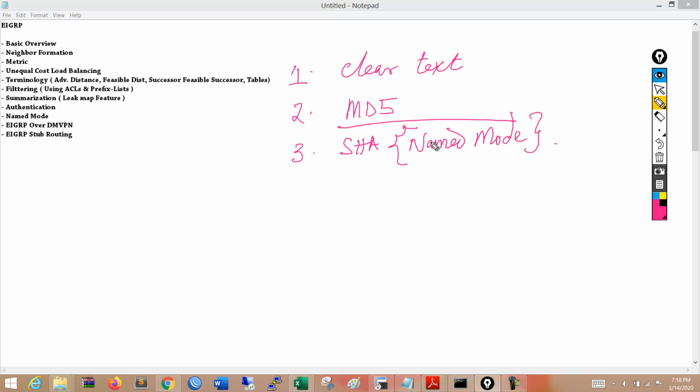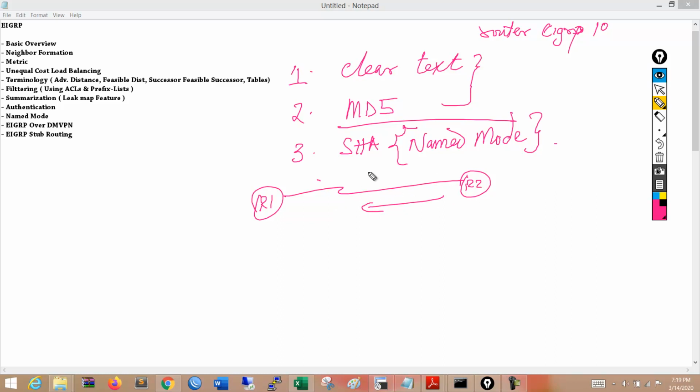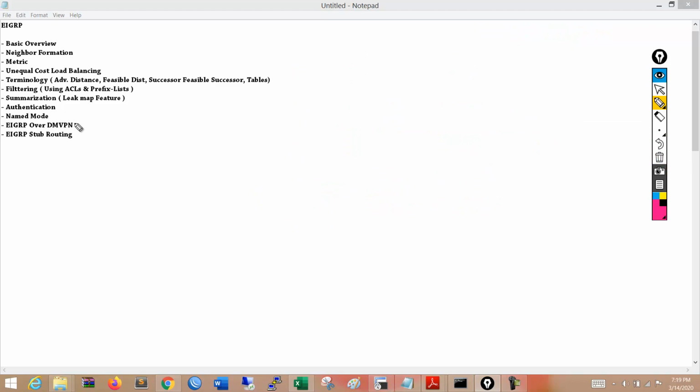For the normal EIGRP router, EIGRP 10 or 100 or anything, you can only utilize these two. So what does authentication do? Authentication proves that router 1 is who he says he is. So you authenticate him before you can exchange routes with him, so that we can prevent a user X here that will configure his laptop and start pretending to be an EIGRP speaking device.